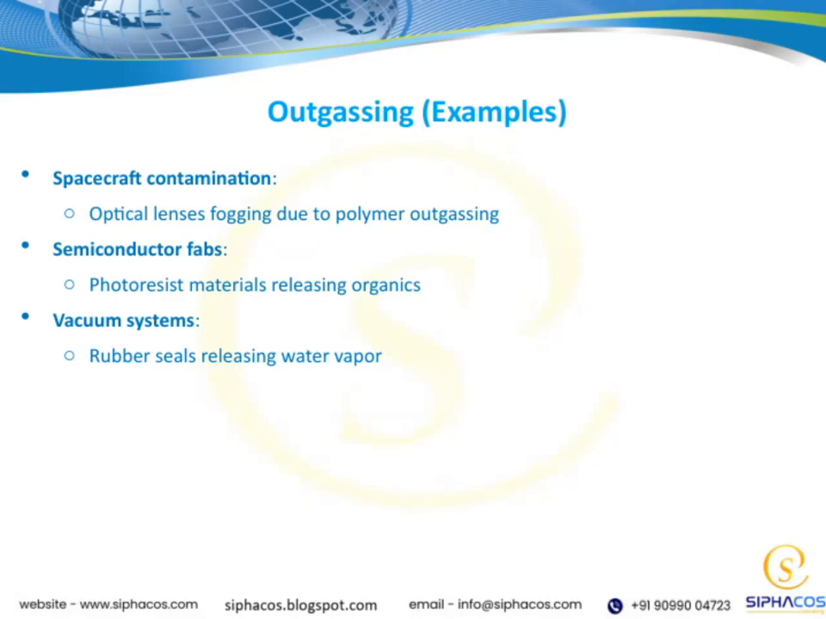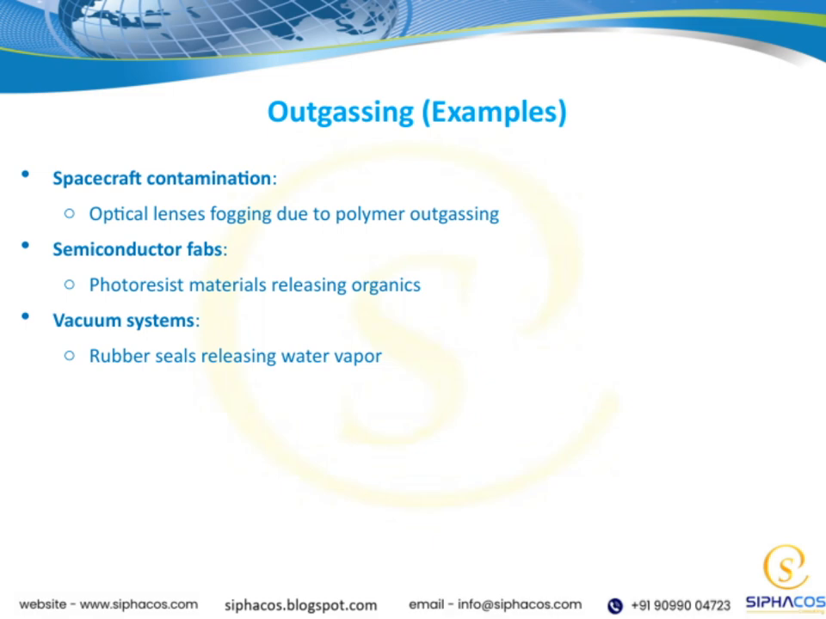Let's take a closer look at some examples of outgassing in different environments. When it comes to spacecraft contamination, one common issue is optical lenses fogging up. This happens because polymers inside the spacecraft release gases that settle on the lenses, reducing their clarity and potentially impacting mission performance. Moving on to semiconductor fabs, a significant concern is the release of organics from photoresist materials. These materials are essential for chip manufacturing, but they can emit volatile compounds that contaminate the cleanroom environment and affect the quality of the chips.